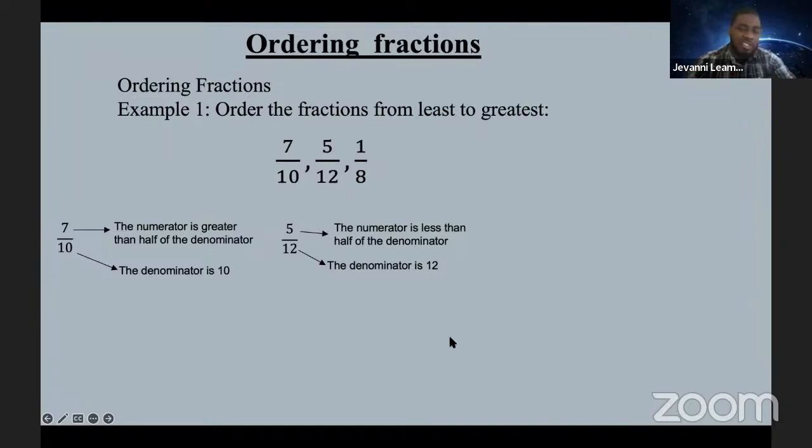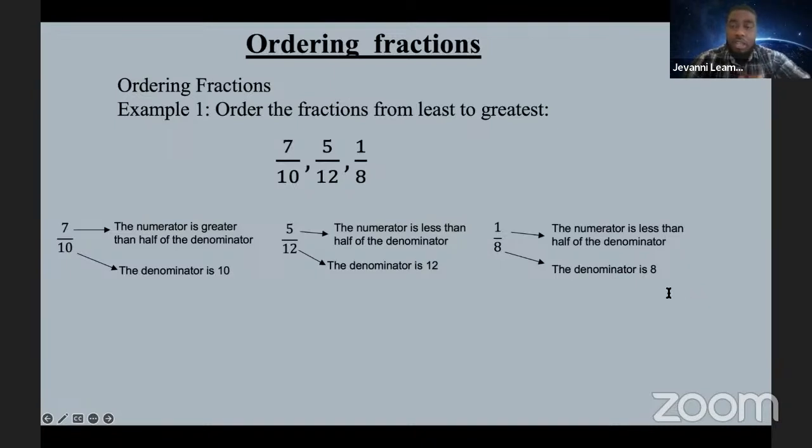We have one more fraction to look at. We have the 1/8, so we're going to do the same thing. Looking at 1/8, the denominator is 8. What is half of 8? 4. And we look at the numerator. What do we see in the numerator? 1. So is 1 greater than 4, or is 1 less than 4? Less than 4. All right. And remember now that the numerator is less than half of the denominator.